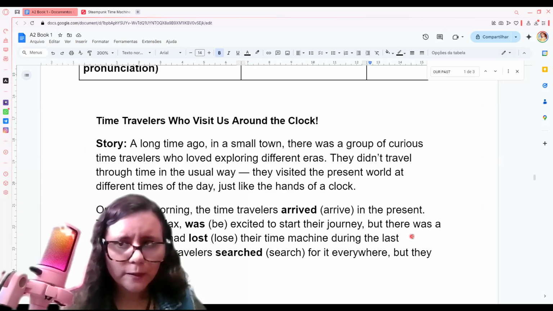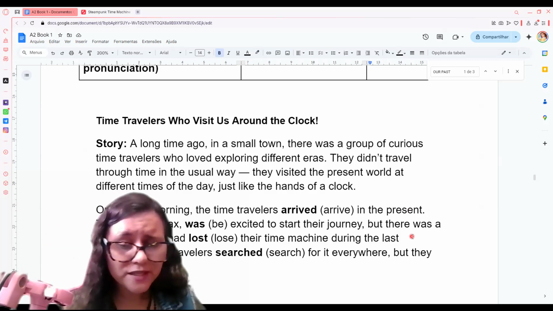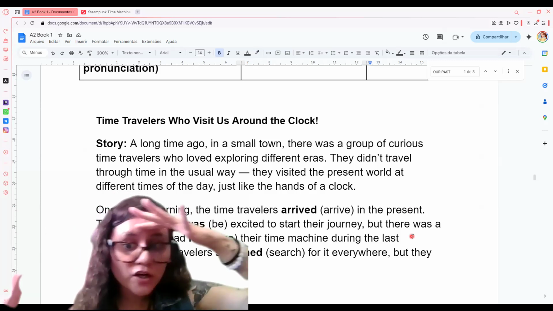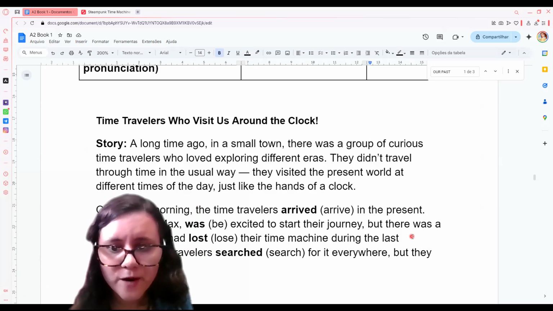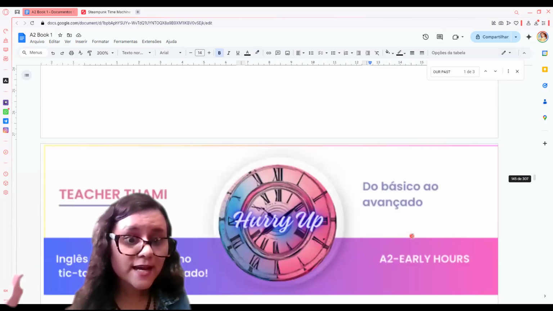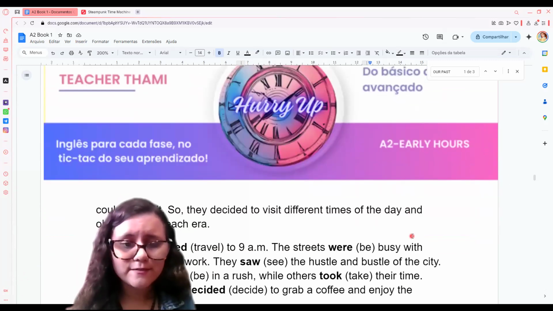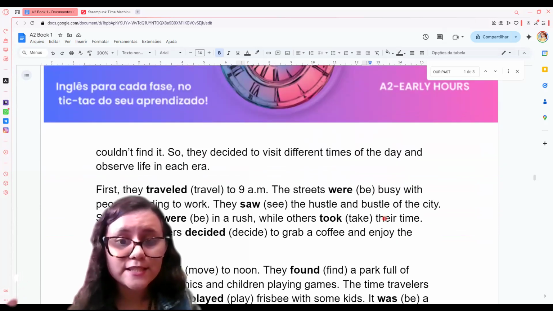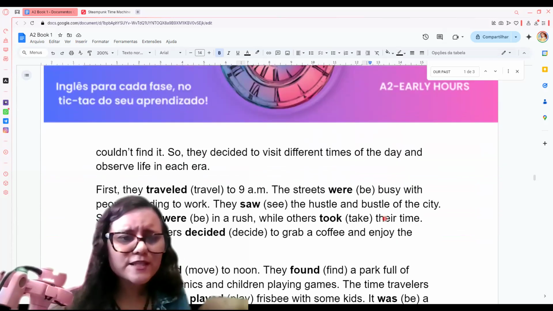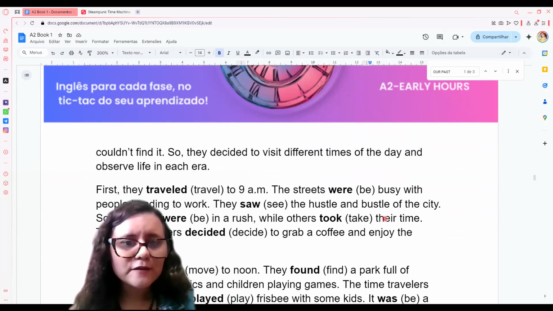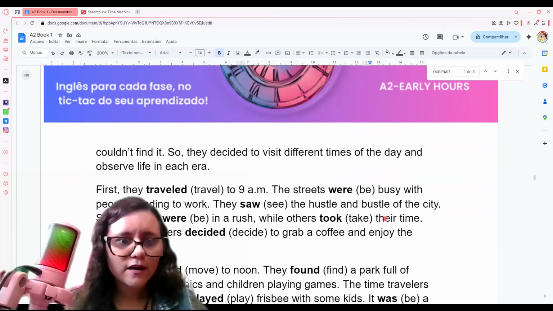But there was a problem. They had lost their time machine during the last adventure. The travelers searched for it everywhere, but they couldn't find it. So they decided to visit different times of the day and observe life in each era.